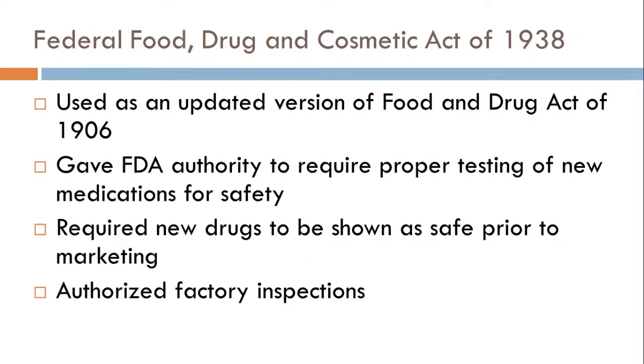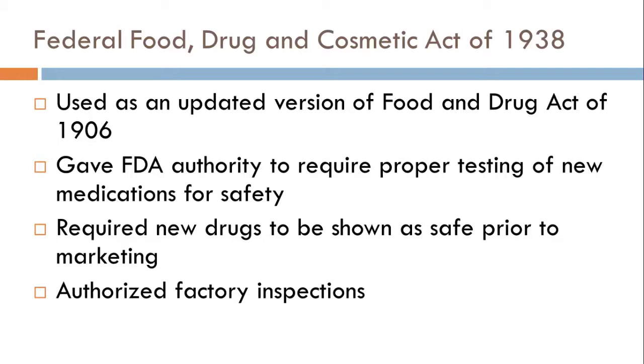Let's move on to the Federal Food, Drug, and Cosmetic Act of 1938. This is the exact same thing that you saw in 1906 from the Food and Drug Act, but now it's updated a little bit. Now we have the FDA with the authority to require proper testing of new medications for safety. Now you can really see why we have this long testing process. It began with the Food, Drug, and Cosmetic Act of 1938. It required that all new drugs be shown to be safe prior to marketing.